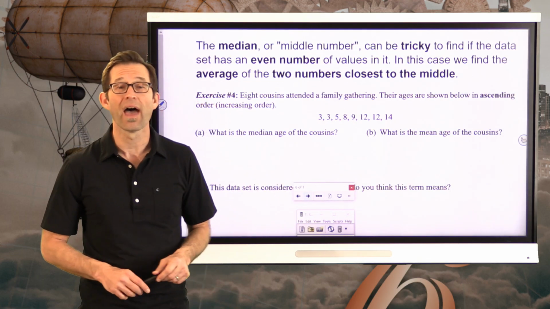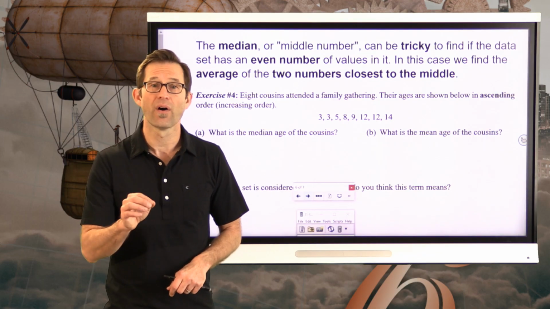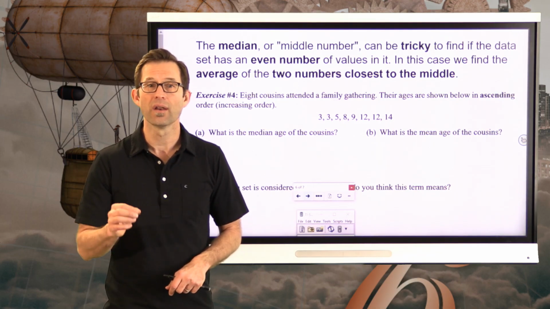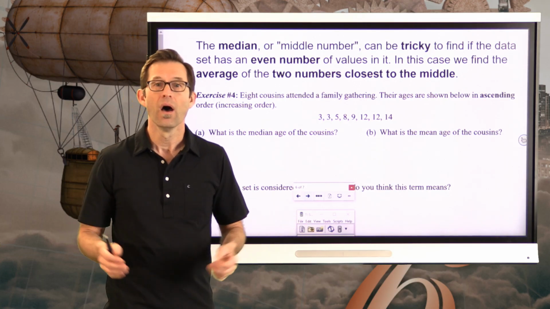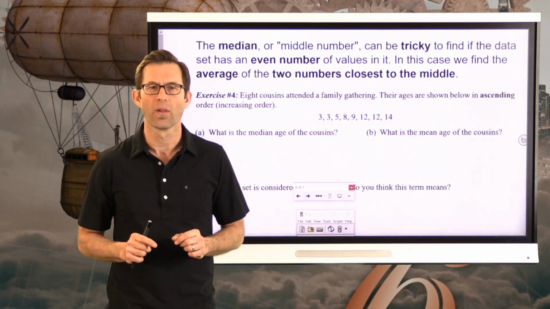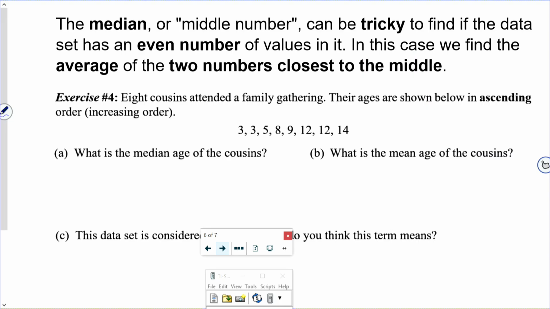All right, let's take a look at one more situation. The median, or that middle number, can be tricky to find if the data set has an even number of values in it. In this case, we find the average, or the mean, of the two numbers that are closest to the middle. So let's refresh how that's done in exercise number 4. 8 cousins are attending a family gathering. Their ages are shown below in ascending order. That means increasing order. So 3, 3, 5, 8, 9, 12, 12, 14. What is the median age of the cousins?